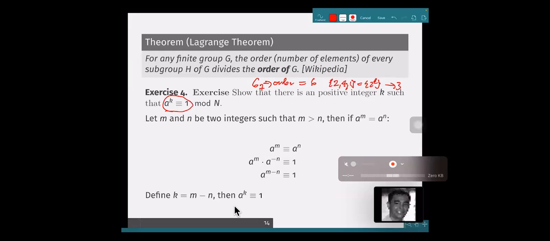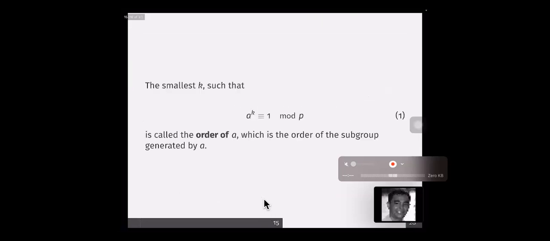The law of exponents means that if you multiply a to the m with a to the minus n, you just raise a and add the exponents. That's the law of exponents. So now if you define this to be your k, then you have just shown that there is a k so that if you raise a to the k, it will give you 1. So that's what this exercise is saying. Save that. Let's go to the other one.